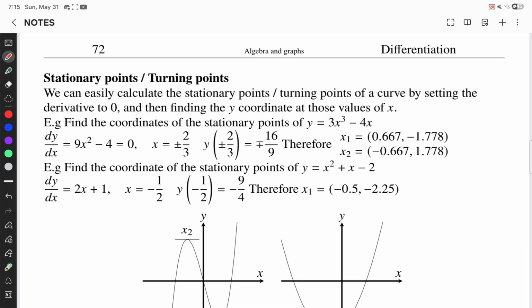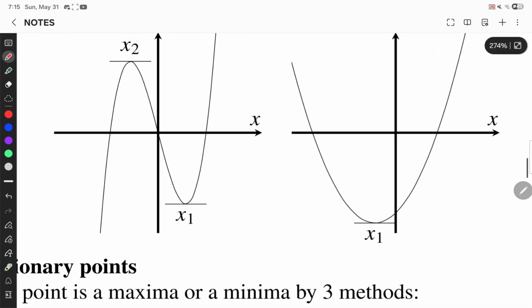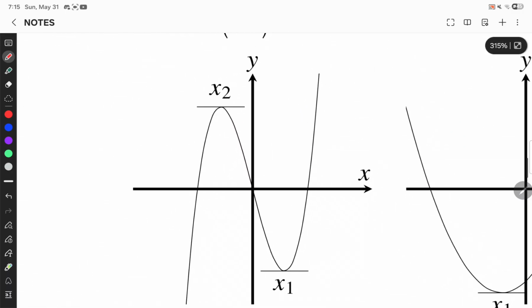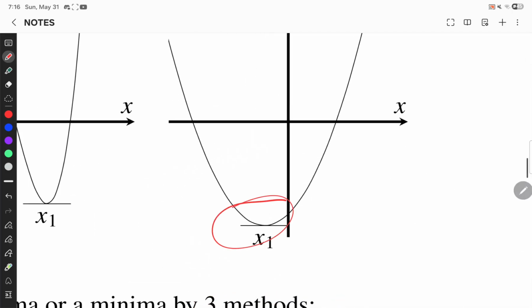So we can complete these. For example, we can find the stationary points of the curve y is equal to 3x cubed minus 4x, and of another equation for a quadratic. You can see for a cubic, we have two stationary points. We have two turning points, 2 points at which the graph turns, 2 points at which the object is at rest. And in the quadratic we have only 1 point, the vertex, the singular vertex.